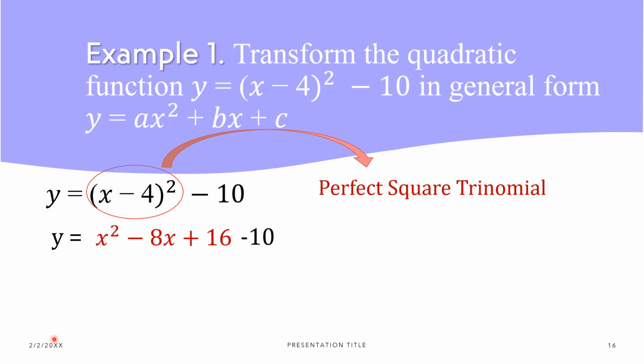Then, copy minus 10. Then, we just simplify the last term, our constant. Then, our answer is y is equal to x squared minus 8x plus 6, because 16 minus 10 is 6. Remember, we only do this when our a is equal to 1. Again, this is only done when our a is 1.